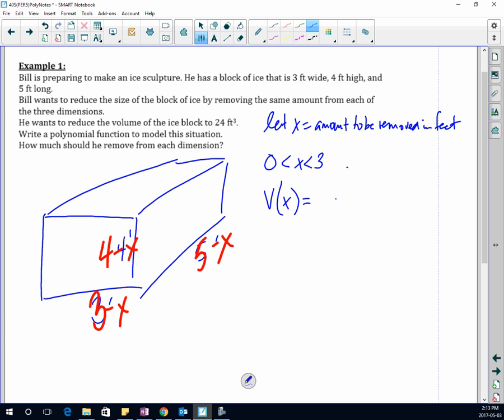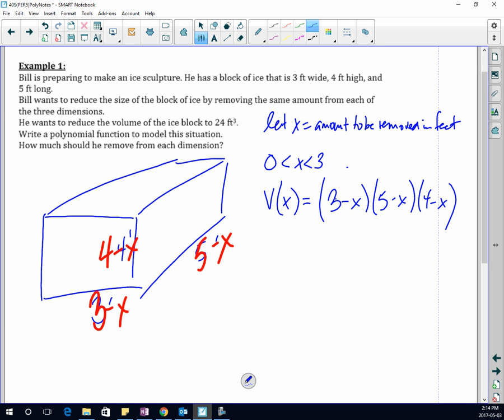Does everybody see the volume polynomial would be length times width times height? So 3 minus x, 5 minus x, and 4 minus x. So that's your first mark there, is coming up with the volume polynomial. And so the next mark is coming up with the equation to solve.